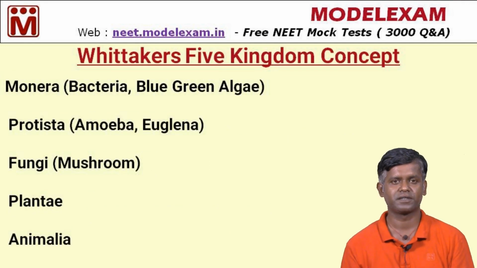Whittaker's five kingdom concept. We earlier saw that binomial nomenclature was introduced by Carolus Linnaeus. Later on, R.H. Whittaker proposed the five kingdom concept. Basically, the first kingdom is Monera, which includes bacteria and blue-green algae, also called cyanobacteria. The next kingdom is Protista, which includes amoeba and euglena.